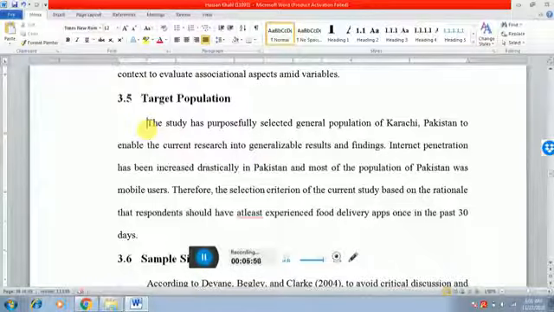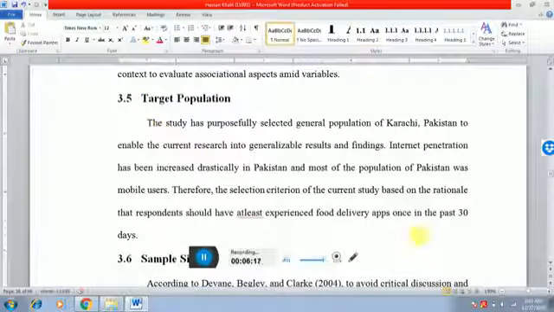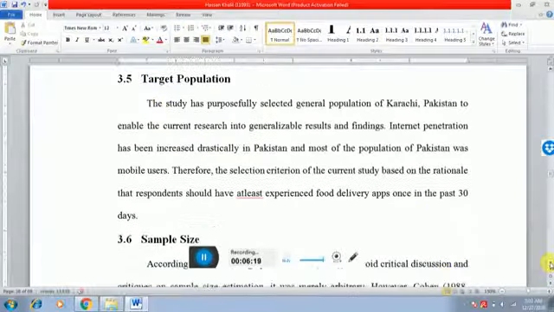So let's suppose you're working on a topic related to a food delivery application. Who will be the respondent? Those who have experience of food delivery applications, usage experience of food delivery applications. So what you have to do is think about what your target population of this study is, and then you have to clearly explain who your target population is.